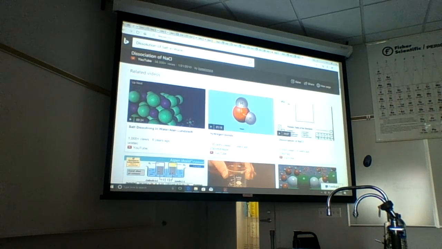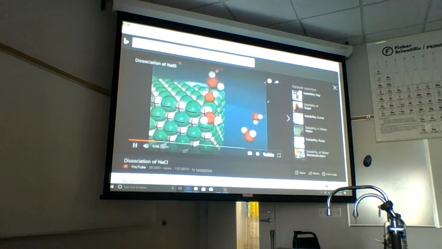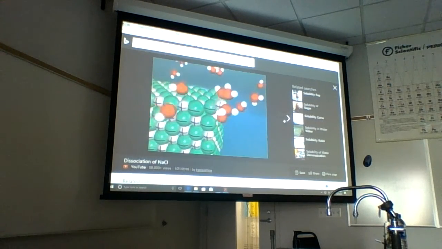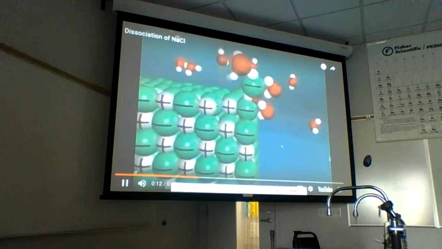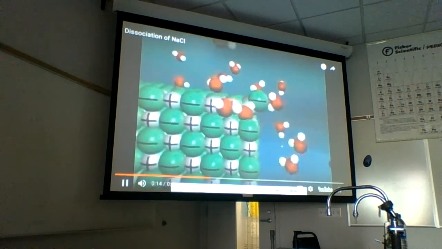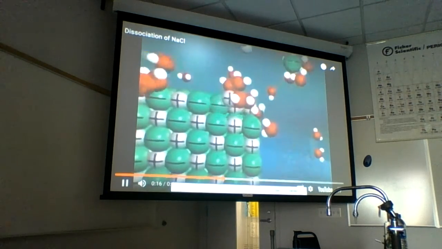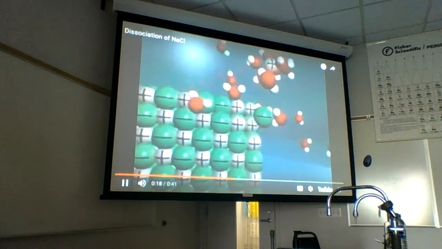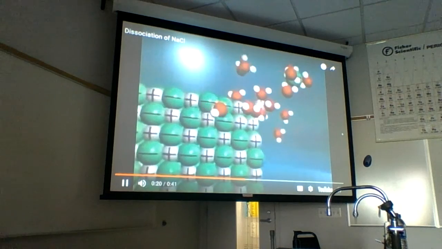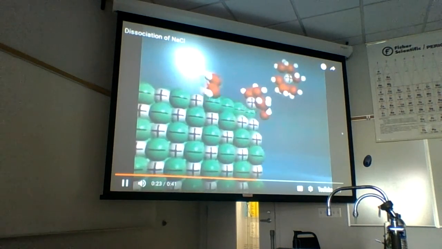When an ionic substance such as sodium chloride is placed in water, water molecules interact with the ions on the surface. If the salt is soluble, the attractive interactions with water molecules overcome the ionic attractions within the lattice. The solvated ions move off the surface and become separated in solution.